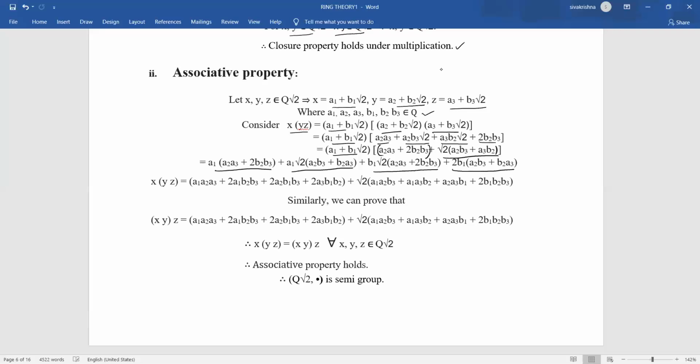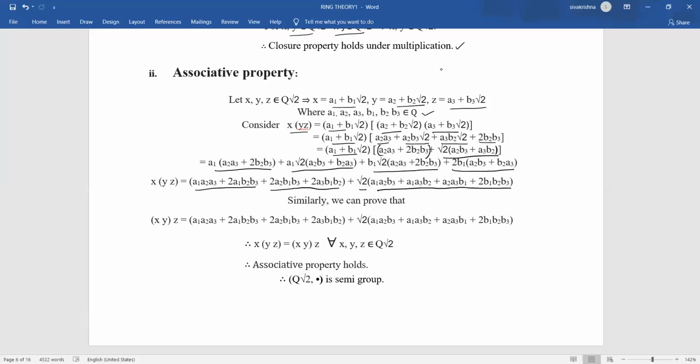So if we write neatly, by multiplication we get a1 a2 a3 plus 2 a1 b2 b3. And I am also writing the terms other than root 2 here itself, so that we get 2 a2 b1 b3 plus 2 a3 b1 b2. And in the remaining terms I am taking root 2 common, so that we get a1 a2 b3 plus a1 a3 b2 plus a2 a3 b1 plus 2 b1 b2 b3.